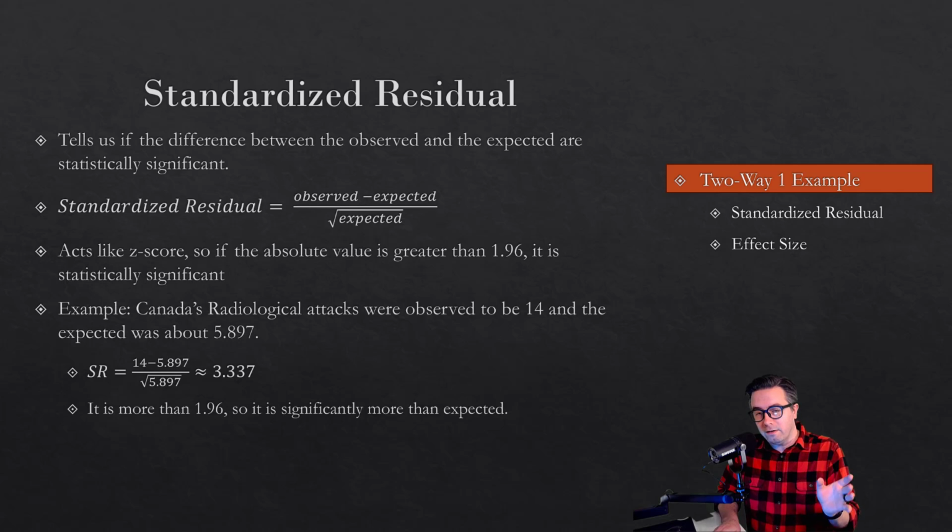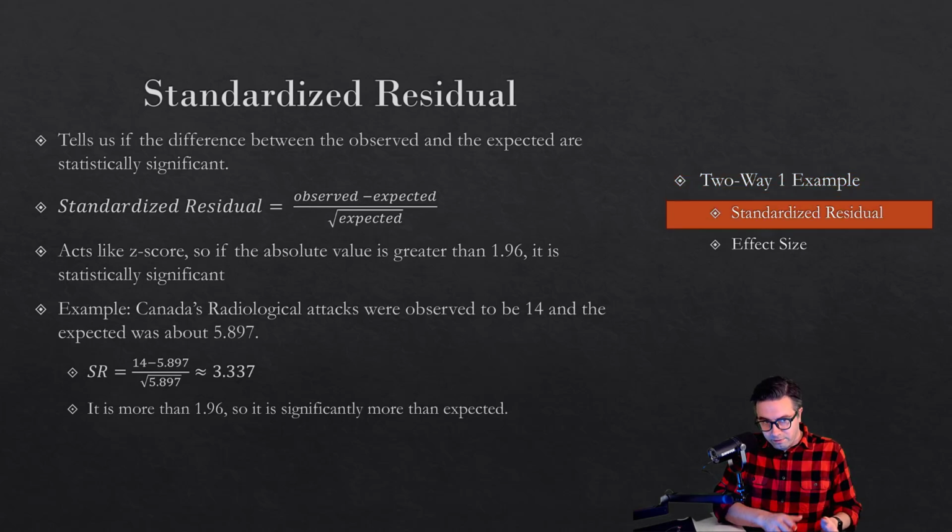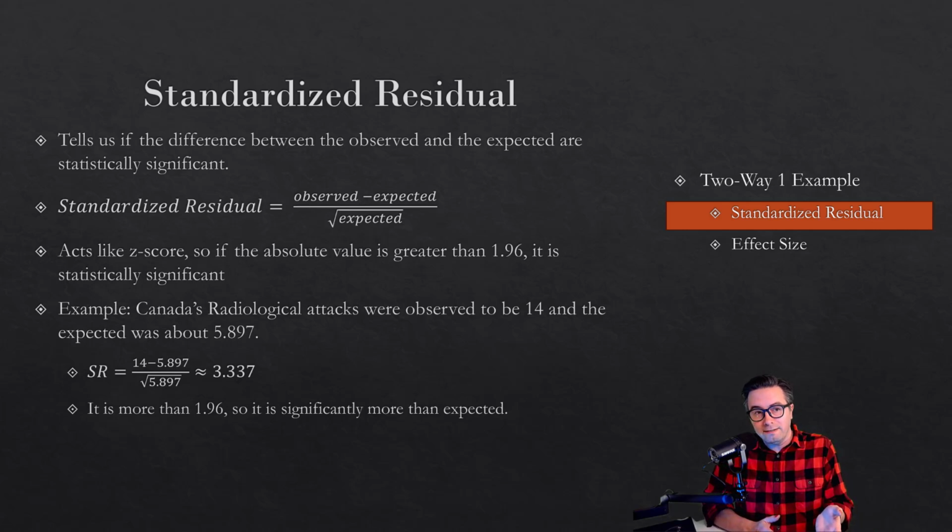That tells us how significant each one of those expected values or observations is. The standardized residual takes the observed minus the expected, divided by the square root of the expected. What that does is tell us how severe of a difference that is, or how much that differs. It's kind of like a z-score, so we're going to think about an absolute value greater than 1.96.